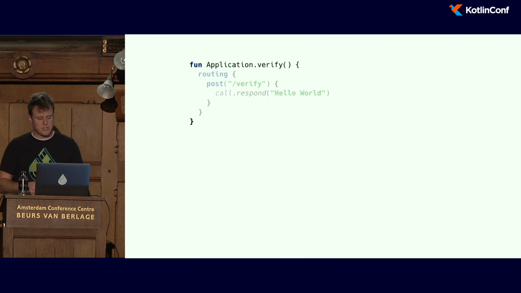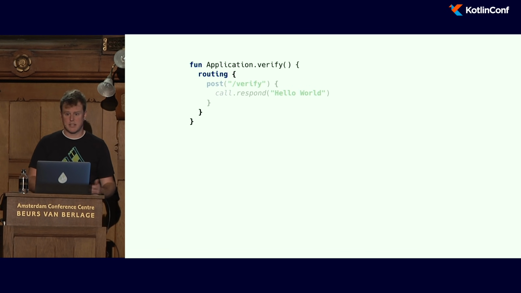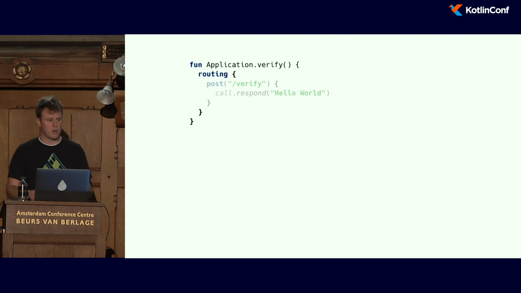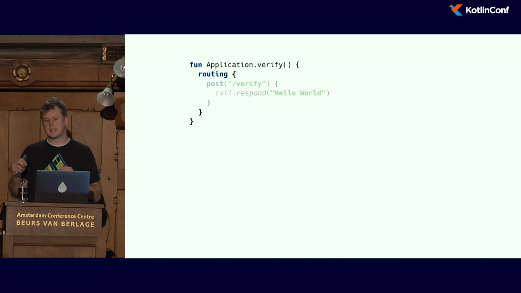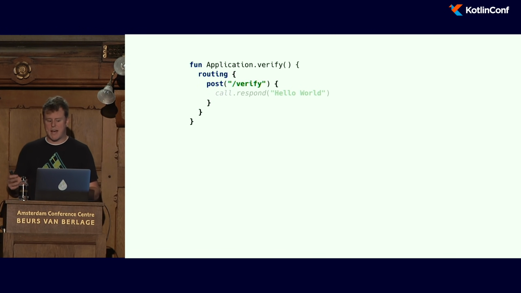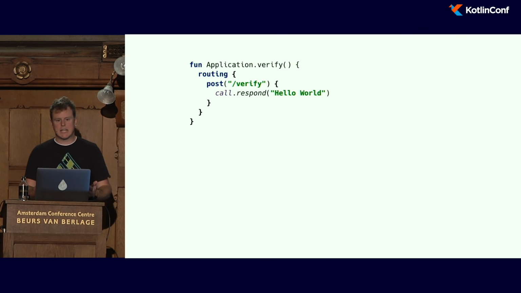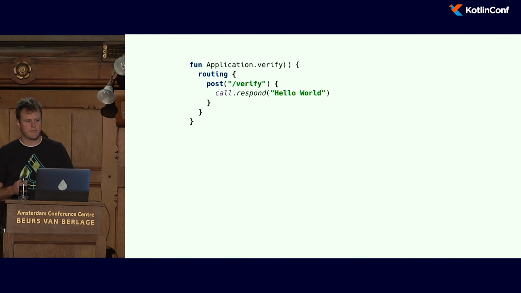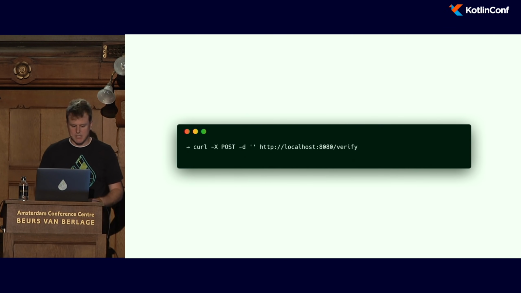So after that extension function, we have routing, and this is a feature that we're installing. This is some shorthand, but this is the main container for your code. So we're going to make a post route at the verify path, and that post route right now is simply going to return hello world. So let's run this and see what happens.